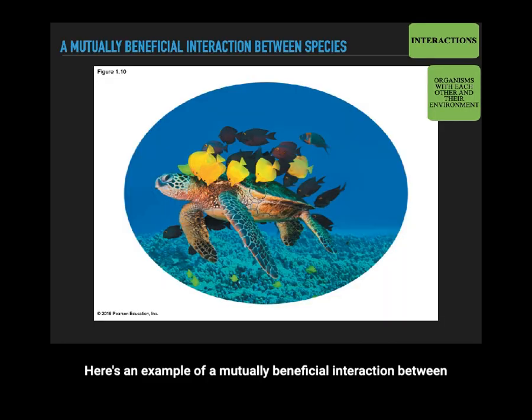Here's an example of a mutually beneficial interaction between species. These fish feed on small organisms living on the sea turtle's skin and shell. The turtle benefits because the fish remove these potentially harmful parasites, and the fish gain nutrients from the meal and potentially some protection from predators by being so close to the sea turtle.